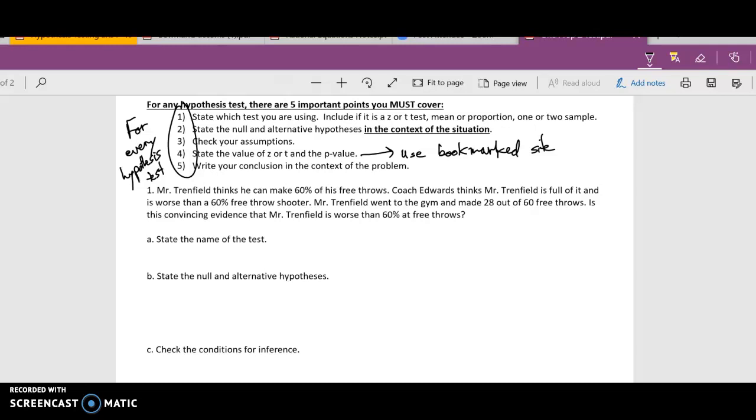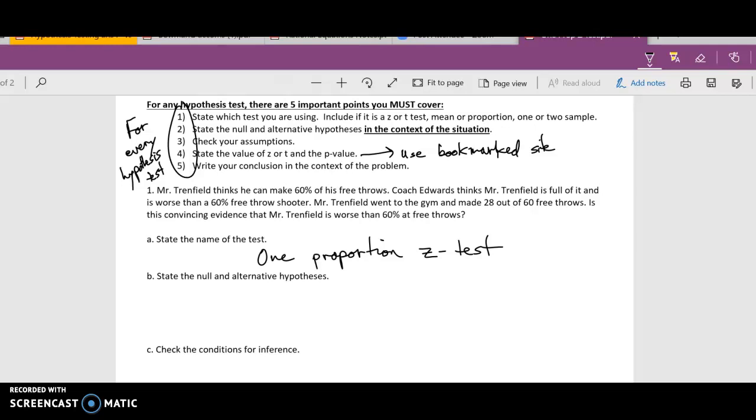So the name of the test, since we only have one, this is going to be the easy part for you guys: one proportion z-test. Okay, we use one proportion z-test when we're trying to make a statement about a population, that would be all of Trinfield's shots, based on a sample. And the sample would be his 28 out of 60. We use the z-test whenever we have a supposition about a population, like his free throw shooting is 60% or not.